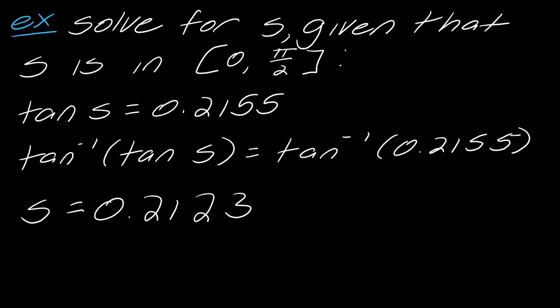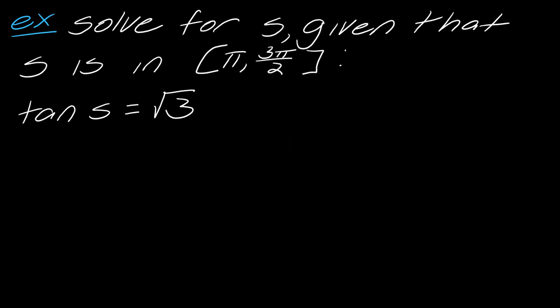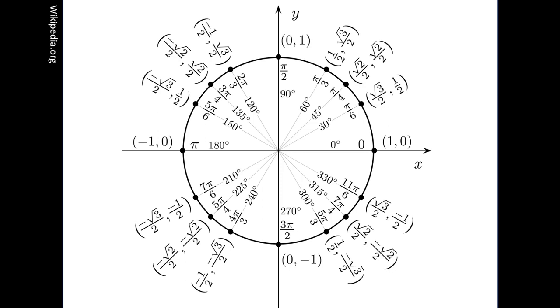Now let me show you some examples where you can't use your calculator, or maybe where using your calculator wouldn't make the most sense. Here's a perfect example. I've got tangent of s equals the square root of 3, and check out my interval: s needs to be between pi and 3pi/2. First of all, square root of 3 is actually a value that's found on the unit circle. Let me show you how you decompress this.